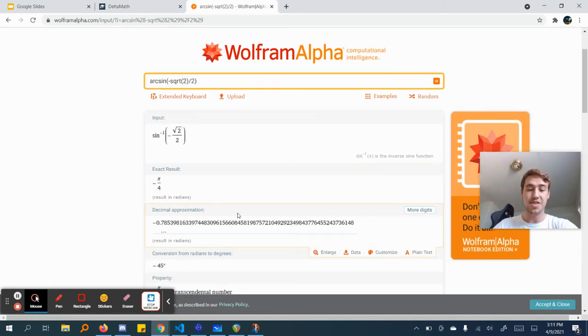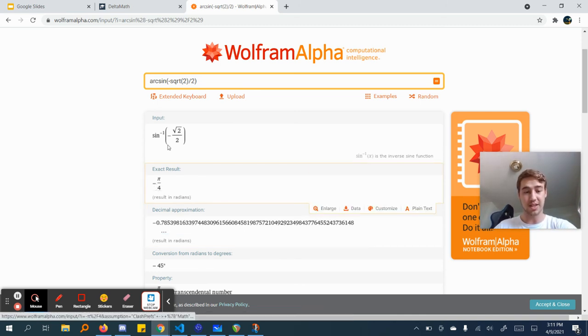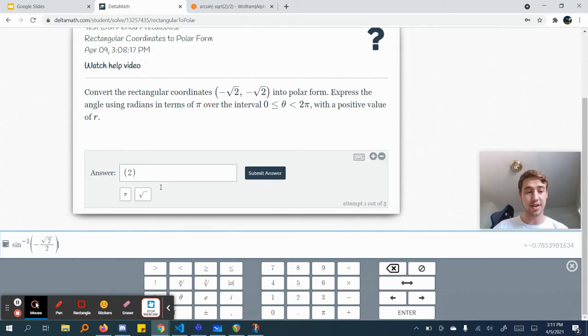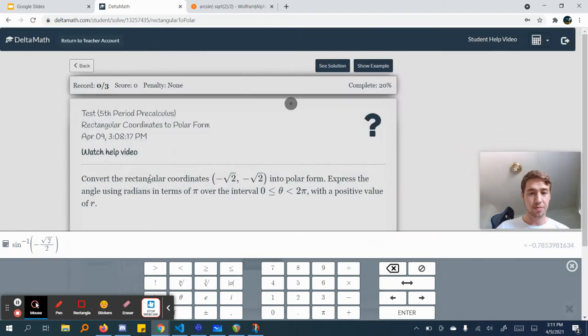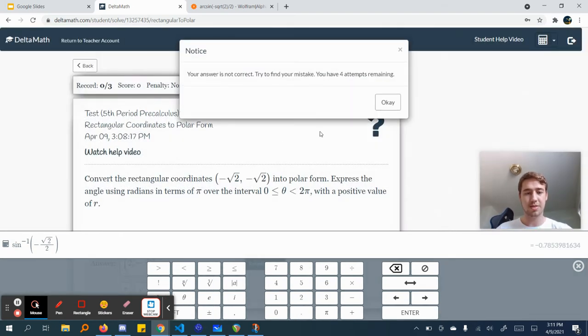Because right here, this is not a very clear answer, but this is a lot easier to put into a calculator. So negative pi over 4 is what we got here. Boom. Hold on a second. Let me go ahead and fix that. Oh, my mistake.